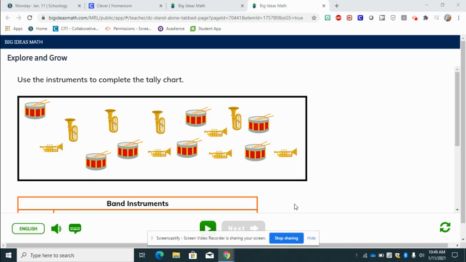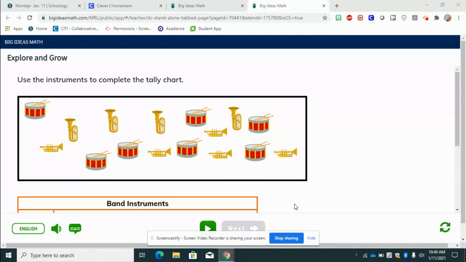Hey, boys and girls. In math, we're on chapter 13, and we've been working with data, and we've also been working with how to show data in different ways. Today, we're on lesson 13.5, and we're going to use data to make a bar graph.